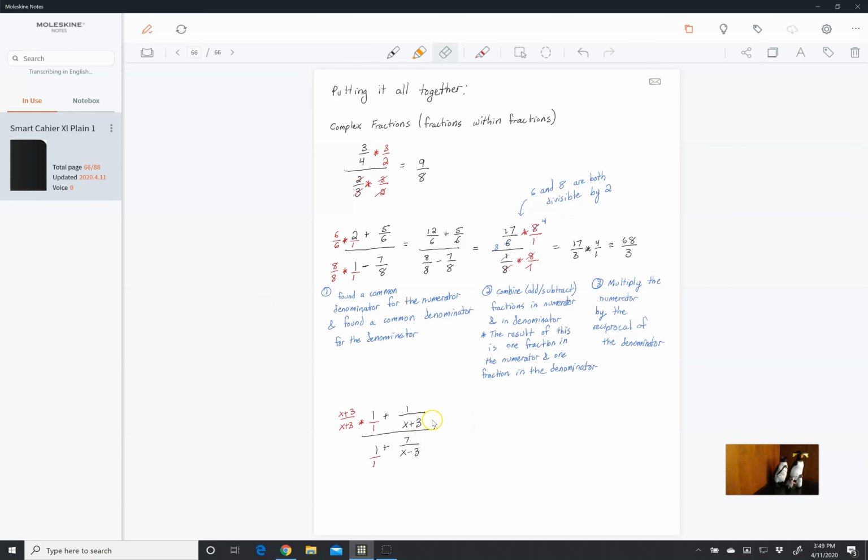And this denominator, we don't have to multiply by anything because in the other denominator we have a 1 and we don't need to multiply by 1. It doesn't change anything. Okay. And then the same thing down here. The only difference is that the first fraction you're multiplying by x minus 3 over x minus 3.